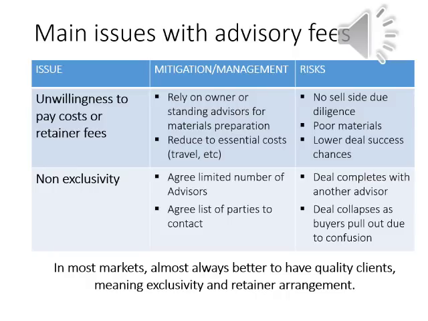Another issue is non-exclusivity, that the advisor is appointed on a non-exclusive basis. The way this can be mitigated is to agree a limited number of advisors and agree a list of the investors to contact so that the same investor is not contacted by two or three different intermediaries. The main risk is that the deal will complete with another advisor with a consequent loss of earnings, or it could be that the deal collapses as the buyers pull out because of the confusion generated by different advisors competing with each other. In most markets, it's better to have quality clients, and part of having a quality client means exclusivity and some form of retainer.